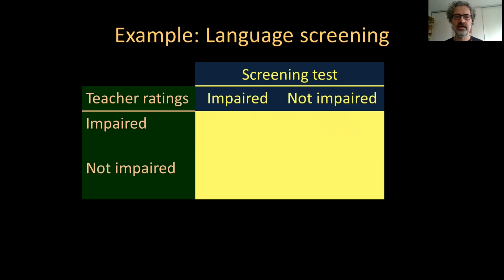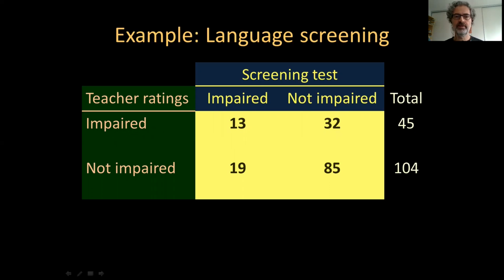And in this study, the actual numbers of children were these. So there were 13 children who were classified as language impaired by both the clinical evaluation and the teacher rating scale. And there were 32 children who were classified as not impaired based on the clinical evaluation, but were classified as impaired on the basis of the teacher checklist.